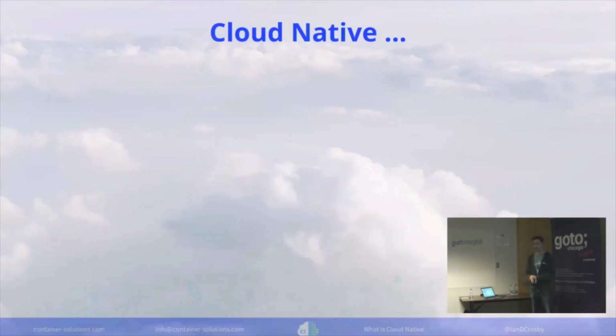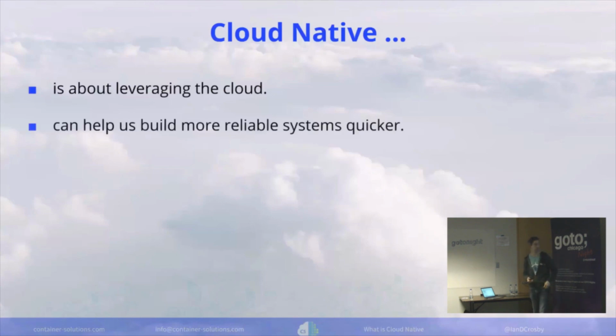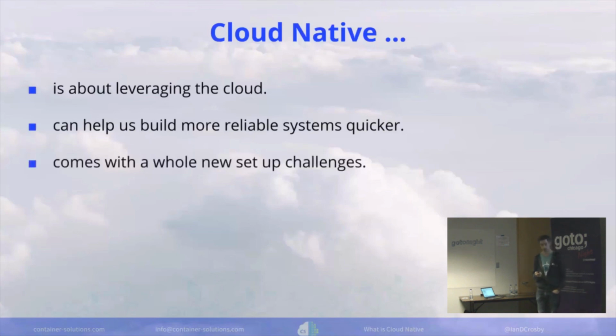So just to summarize some of the key points, cloud native is really about leveraging the cloud. So it's leveraging the technology that's out there, leveraging the open source tools, leveraging infrastructure as a service, software as a service, all these new resources that are available to us. It can help us build more reliable systems and build them quicker. By being more agile, we can actually be more stable, and cloud native practices can let us do that. It does, of course, come with a whole new set of challenges. It solves a lot of problems for us and opens a lot of doors, but it comes with its own challenges that we're running into.